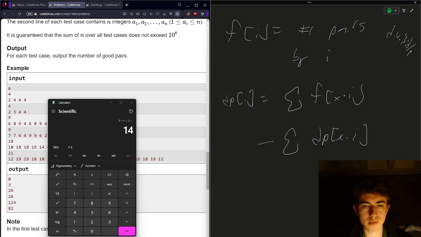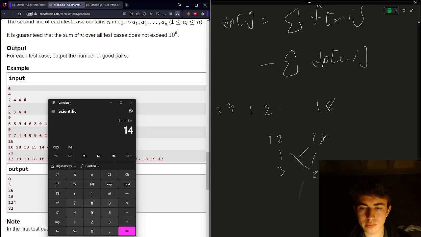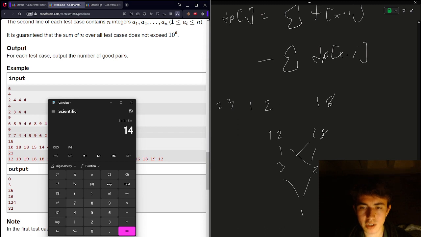So for the case with, what do we have? The problem case is 12 and 18, right? And we have 2 and 3 in the set. So we want to say we have the pair 12 and 18, and then that gives a pair to 3 and 2. And then somehow we want to make sure we're not overcounting that. Okay, so what do we do?